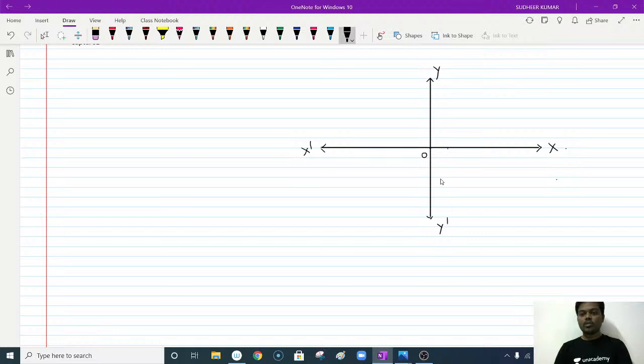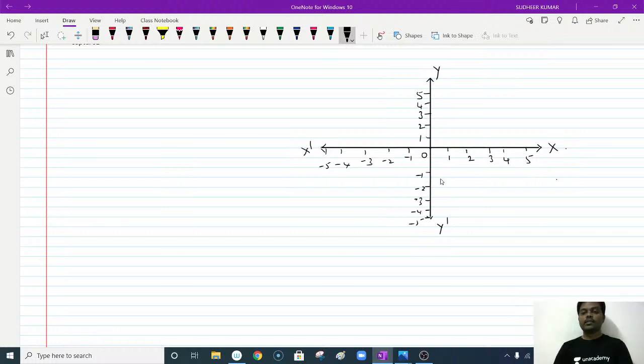As you know, this side all are positive values, 1, 2, 3, 4, 5. Left side of origin is -1, -2, -3, -4 and -5. Similarly, here also it is 1, 2, 3, 4, 5. If you move downwards, it is -1, -2, -3, -4 and -5. Isn't it?